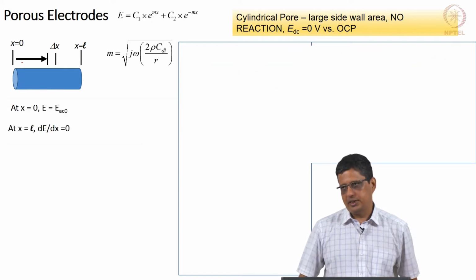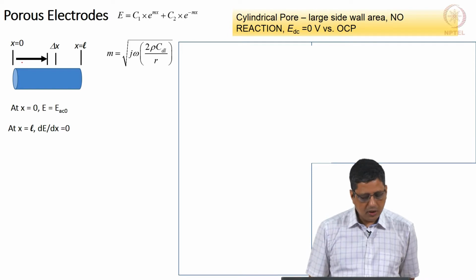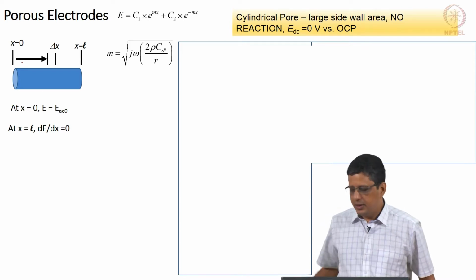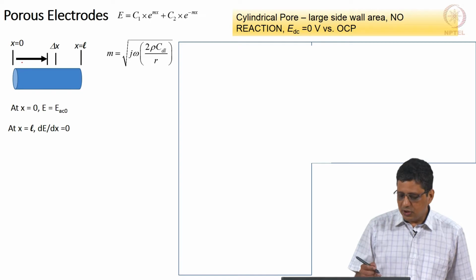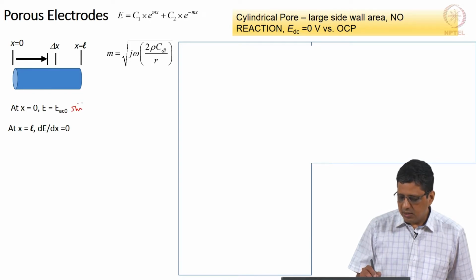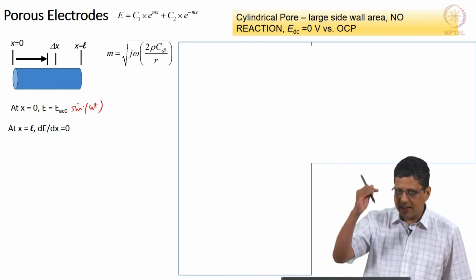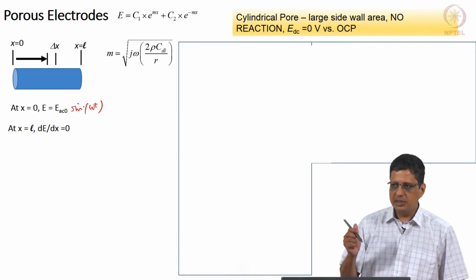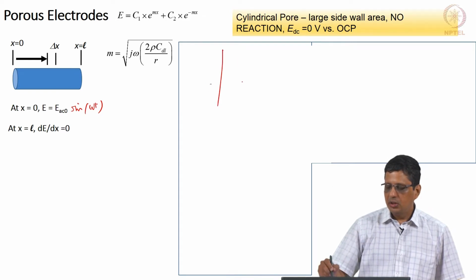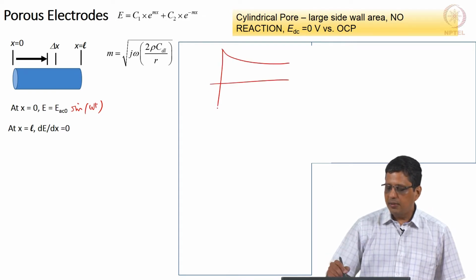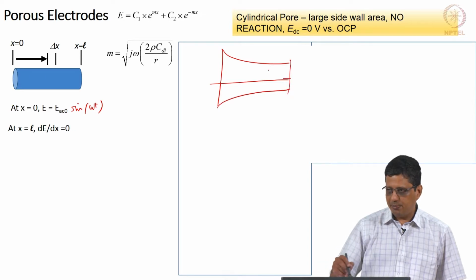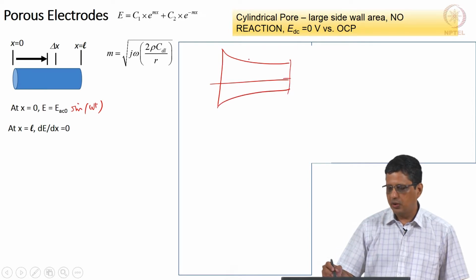We need boundary conditions, right. One, at x equal to 0, E is actually E0 sin omega t, but I just want to find the maximum of the sine. That means I want to find how the envelope of this sinusoidal current will go as I go along.